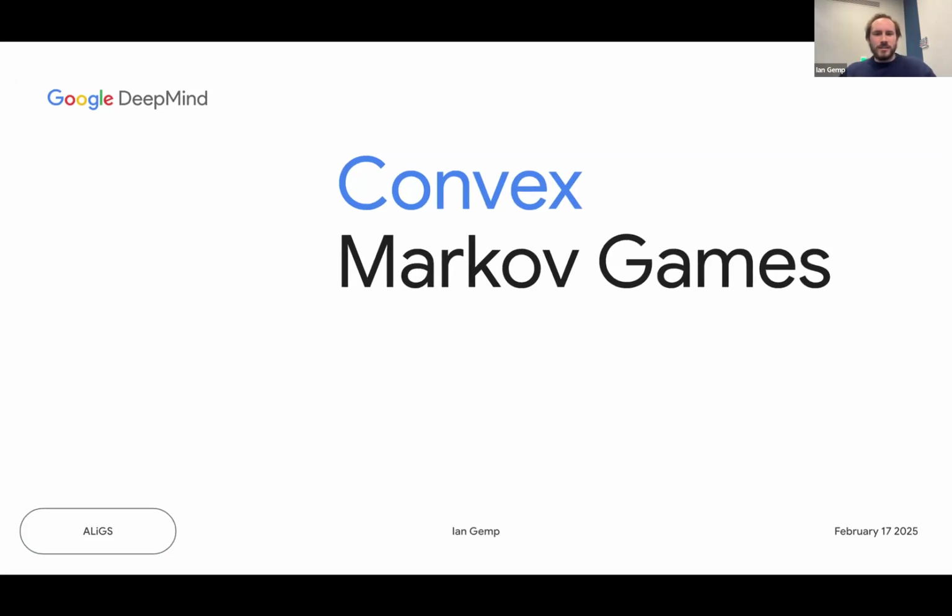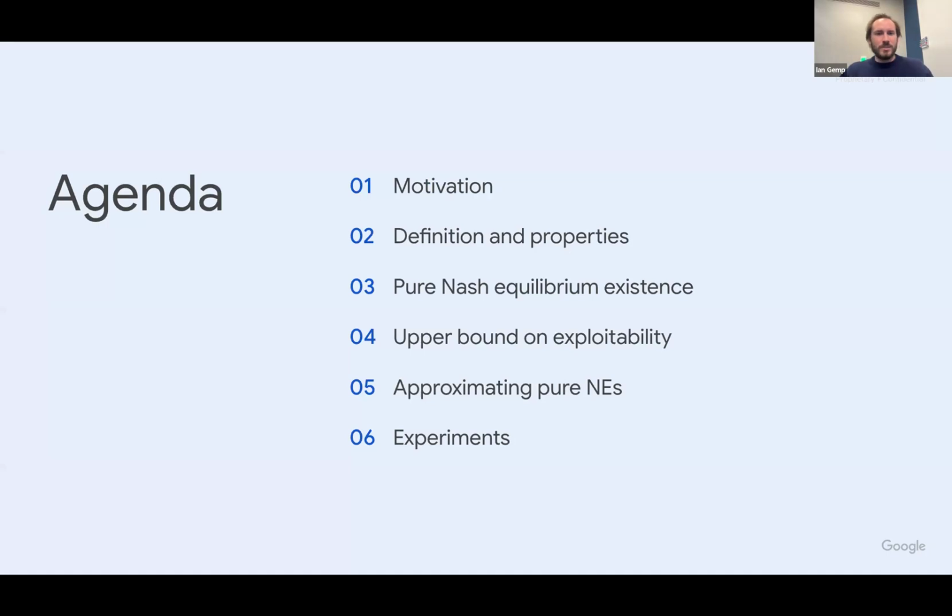All right. So I'm going to talk about convex Markov games. First, I'm going to start with some background and motivation for why we were even looking at this kind of framework. Then I'll talk about some of the properties that it has, define it, but specifically properties that make it a nice game setting to analyze and study. And then talk about why those properties lead to the existence of pure Nash equilibria.